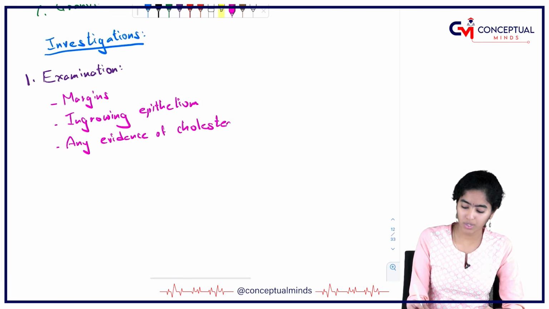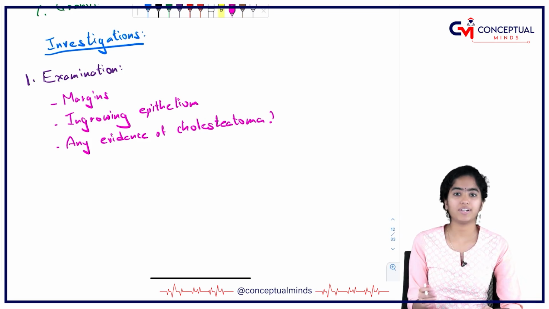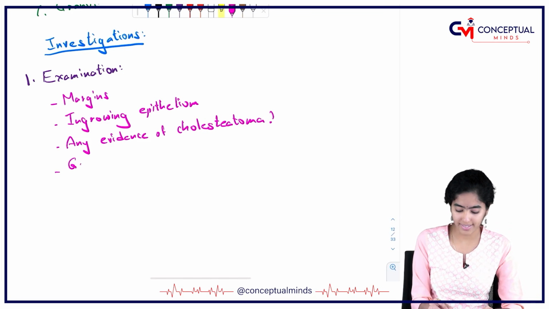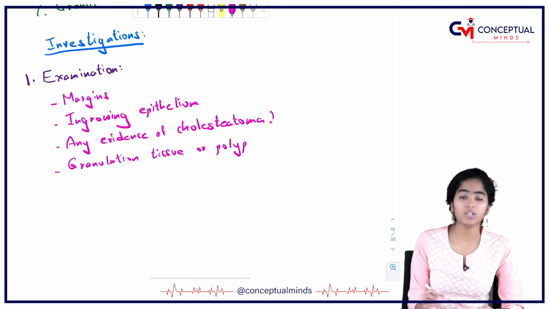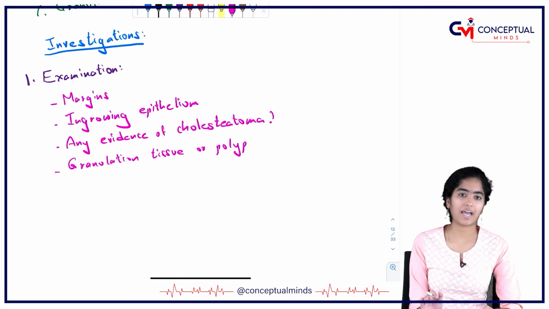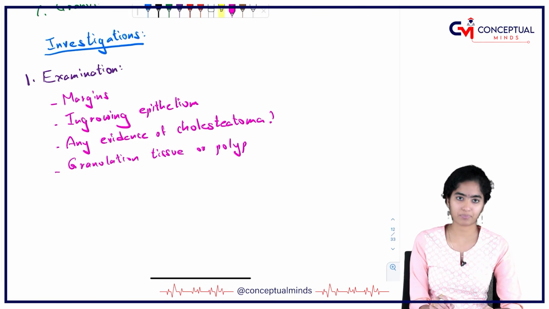First, try to rule out the dangerous type. If there is any ingrowing epithelium, if there is some other evidence of cholesteatoma, if there is any granulation tissue or polyp, these are all the things that you should look for. They could be present, they could be absent, but when you are looking, you have to observe for all these things.